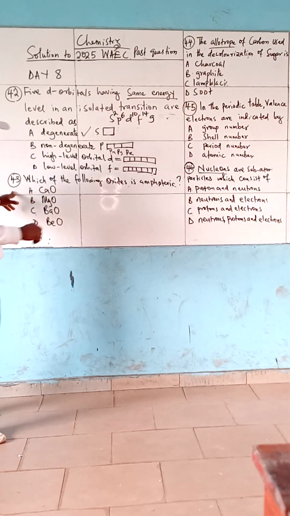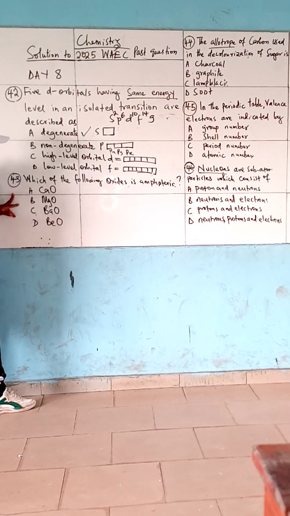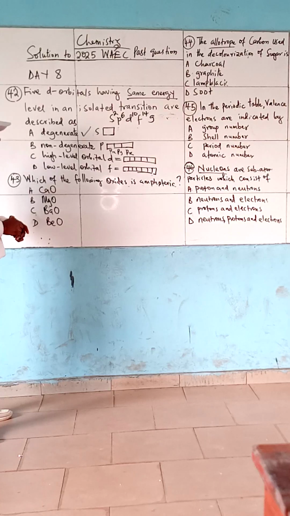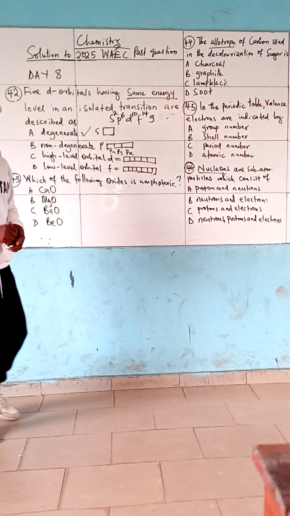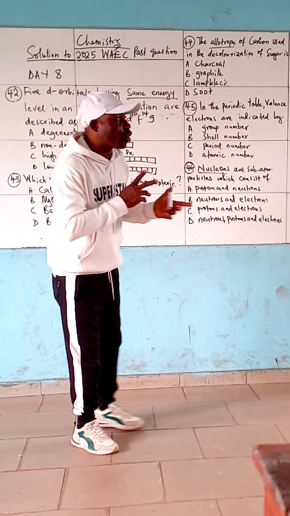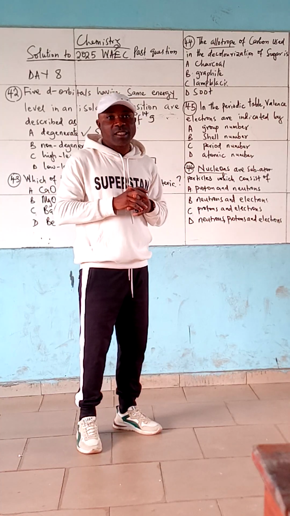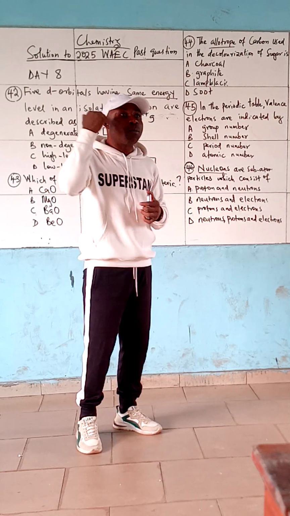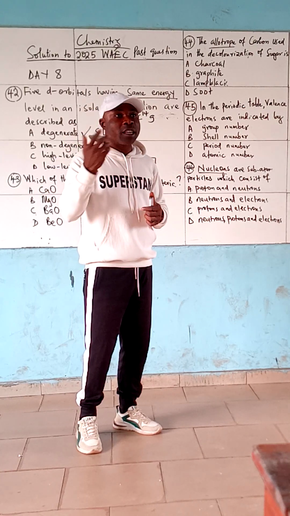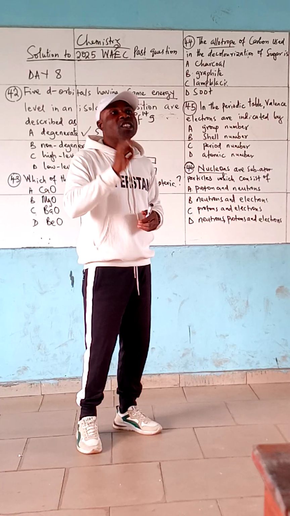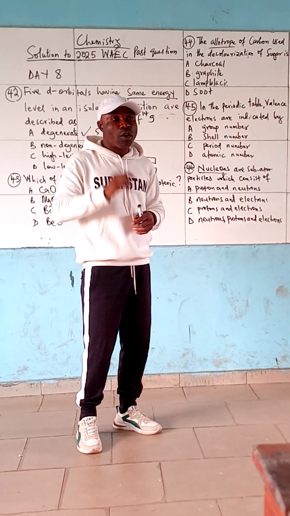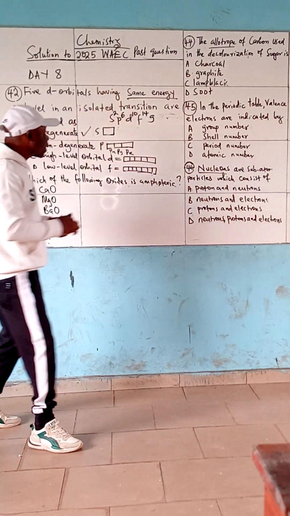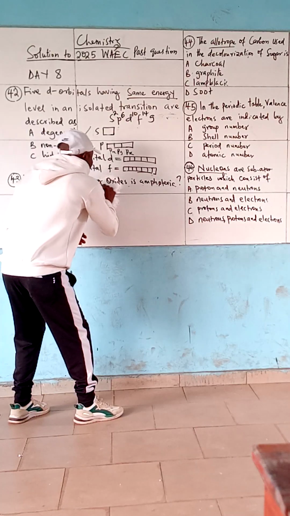Then question 43. Which of the following oxides is amphoteric? Now, all the compounds of oxygen with other elements are known as oxides. So there's nothing like oxygen and its compound. You can have nitrogen and its compound, chlorine and its compound, phosphorus and its compound, but we have oxygen and oxide, because the general name for all the compounds of oxygen with other elements is oxide. And we have 6 types of oxides.